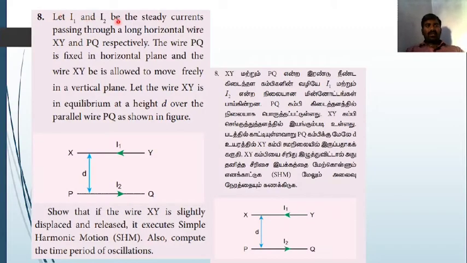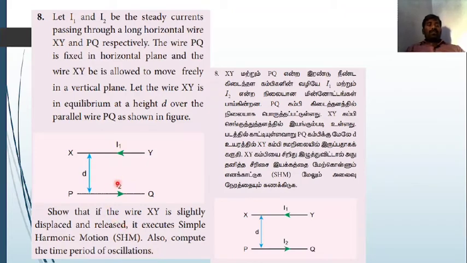Let I1 and I2 be the steady currents passing through a long horizontal wire XY and PQ respectively. The wire PQ is fixed in a horizontal plane, and the wire XY is allowed to move freely in the vertical plane. Let the wire XY be in equilibrium at the height D over the parallel wire PQ as shown in the figure. Show that if the wire XY is slightly displaced and released, it executes simple harmonic motion. Also find the time period of oscillations.